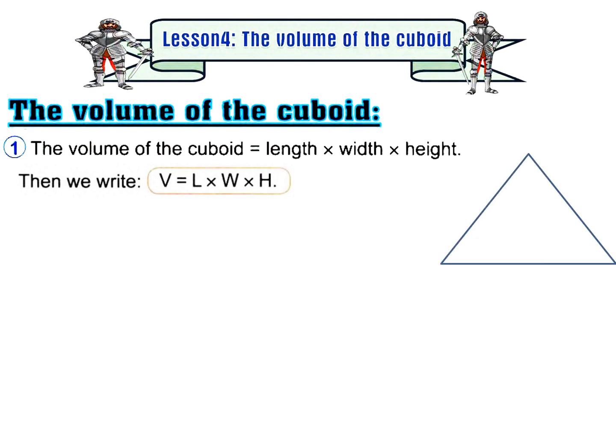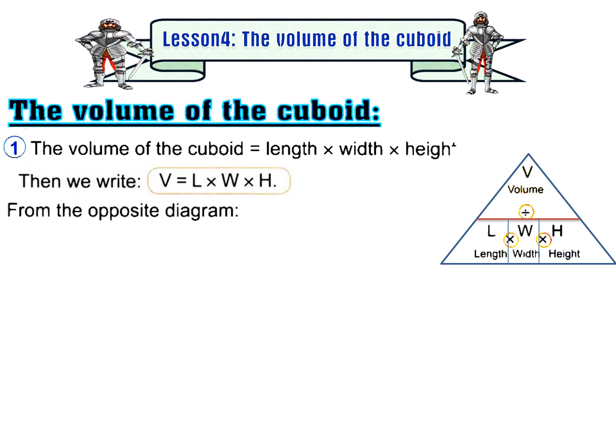The triangle rule. As we know, volume equals length times width times height. So if he asks me to get the length, I will divide the volume over width times height. If he asks me to get the width, I will divide the volume over length and height.